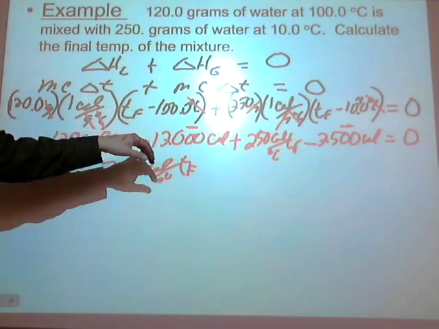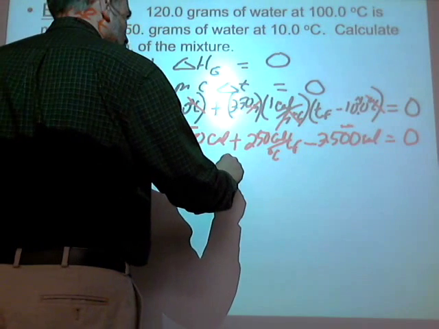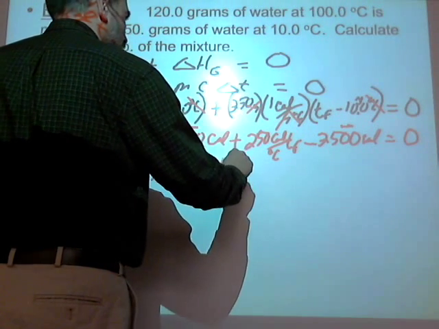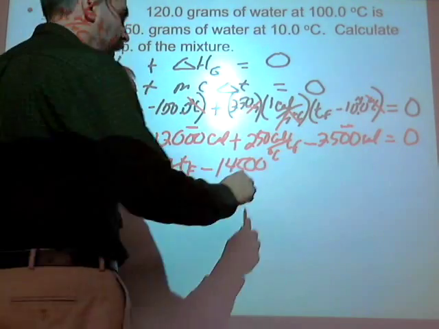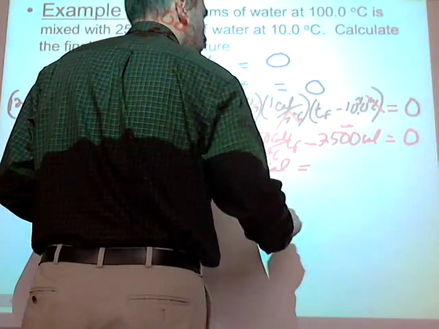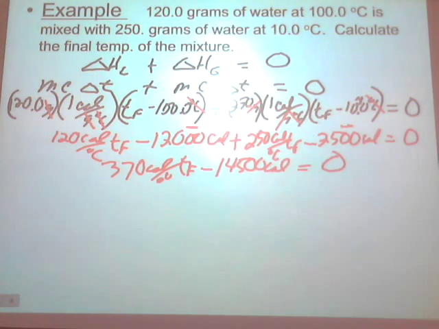Negative 12,000 and a negative 2,500 is negative 14,500. Is that right? Yeah. And that's in just calories. And then the whole thing still equals 0. So that's the second step. All right, now the last step is to get your variables on one side, your numbers on the other, and basically just solve for the variable. So let's do that. I'll use blue this time.